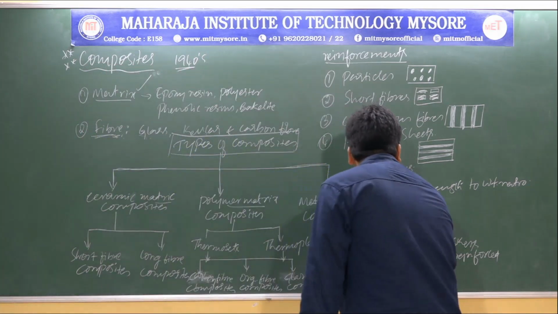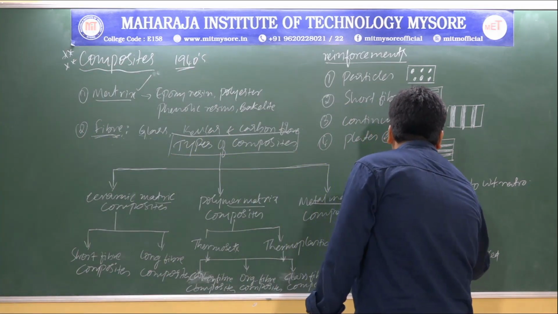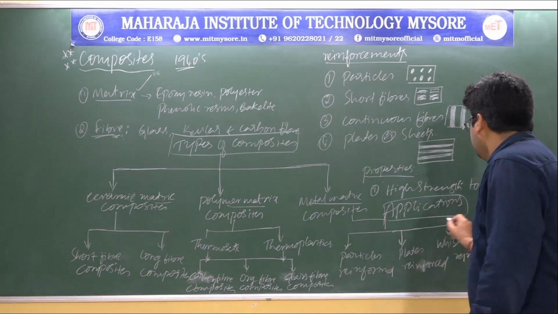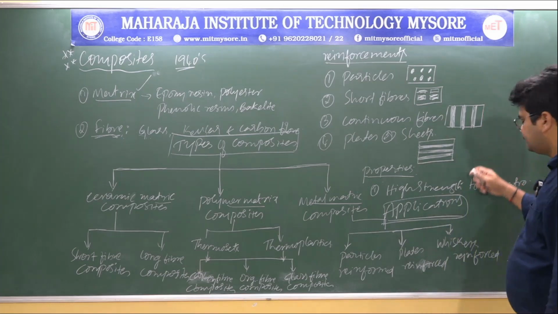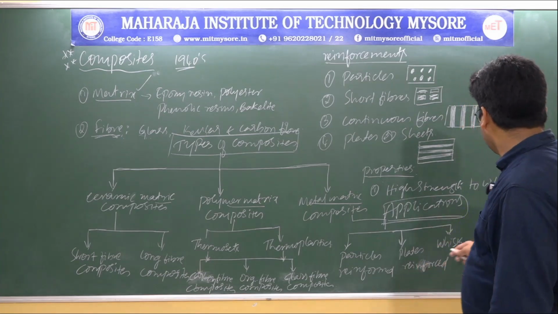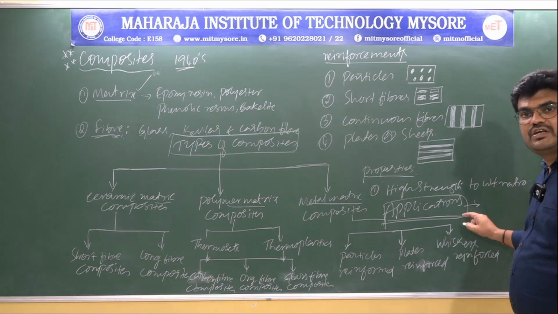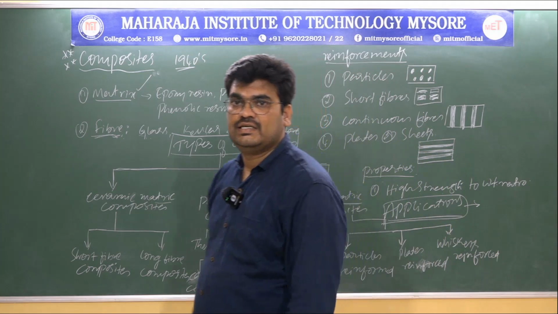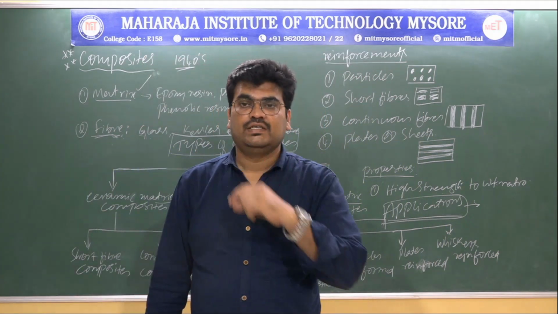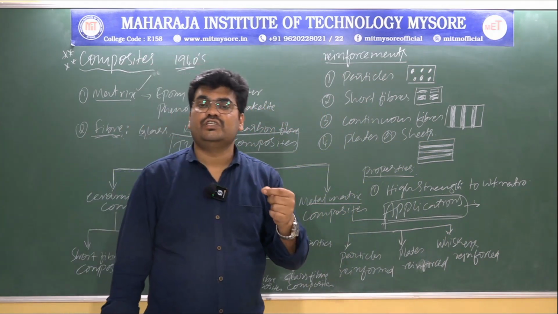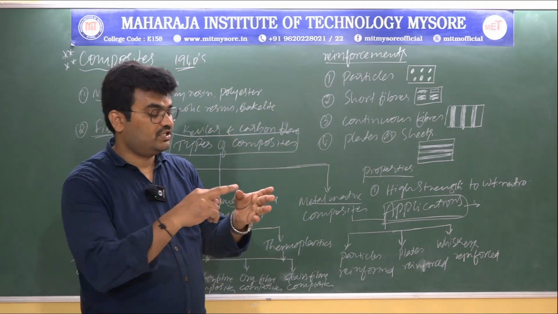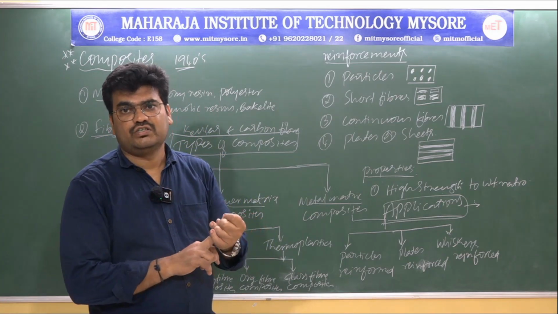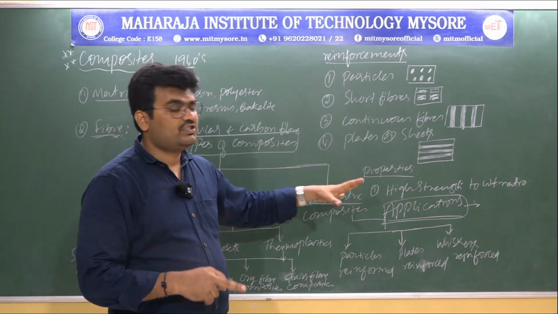So coming to the general applications, if you list out the applications of these composite materials in general, they can be used in so many advanced fields, such as infrastructure applications, for the construction of buildings, bridges, roads, highways, flyovers. There also they can be used.